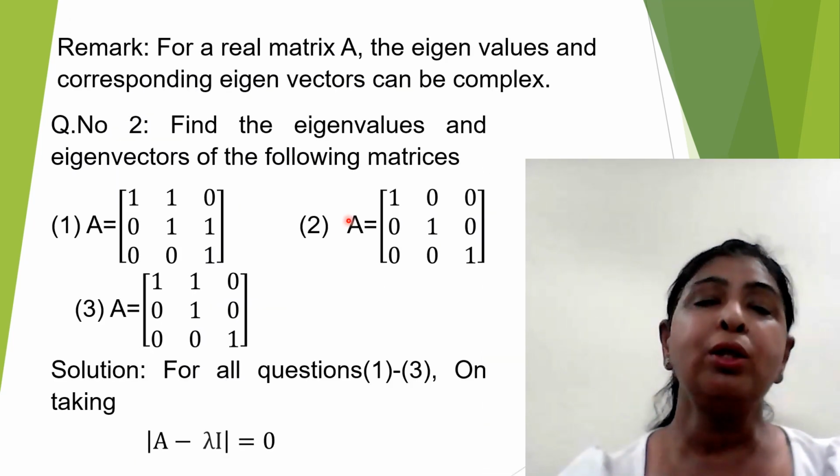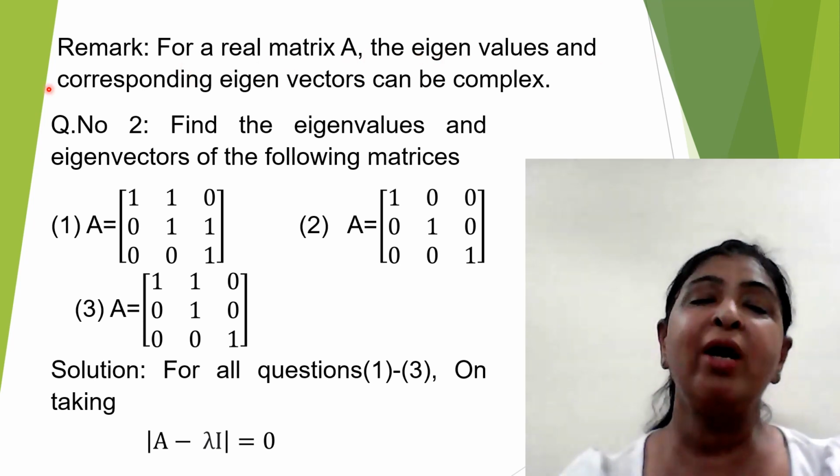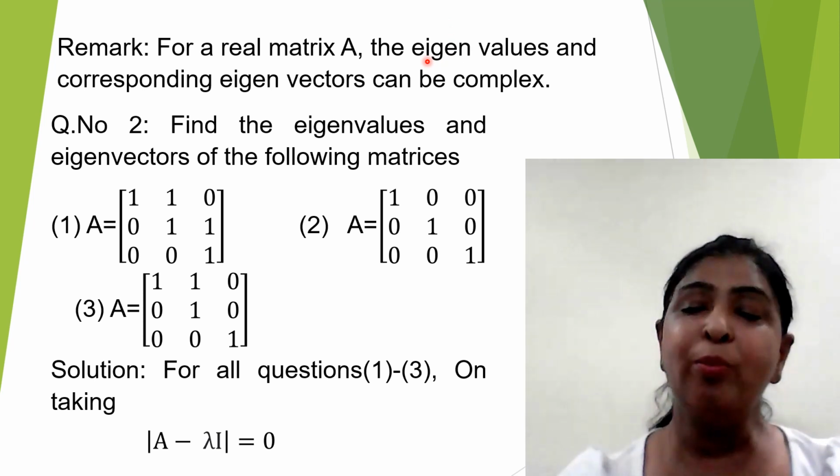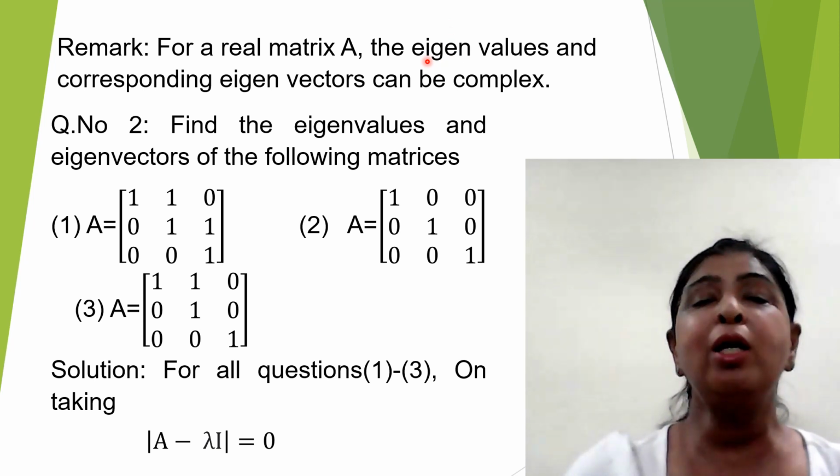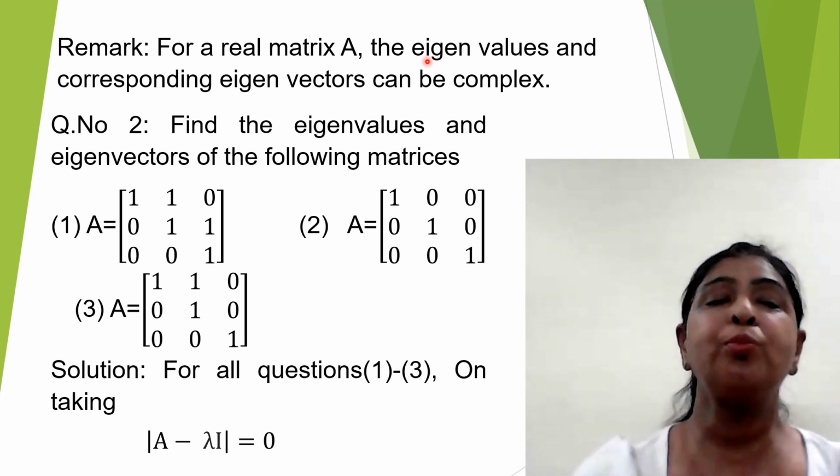Next, there is a remark. What it says is: for a real matrix A, the eigenvalues and corresponding eigenvectors can be complex. If our matrix is complex, in that case eigenvalues and eigenvectors may be real or complex. And if our A matrix is a real matrix, then the eigenvalues and eigenvectors can be complex also.